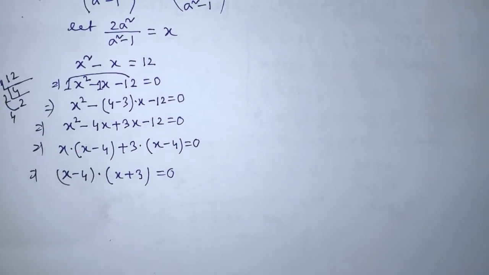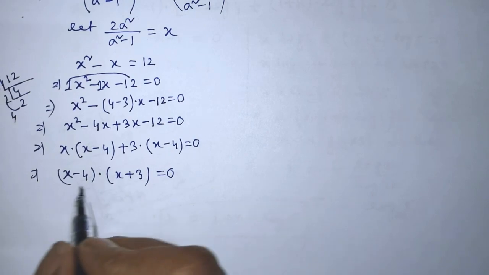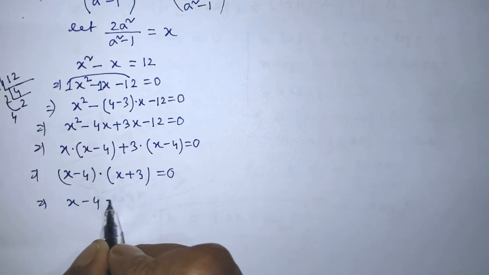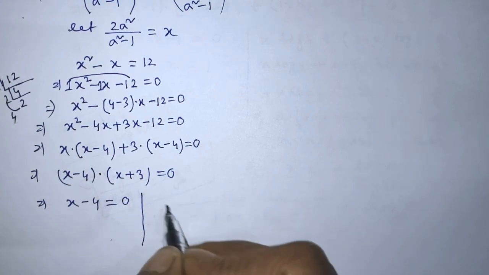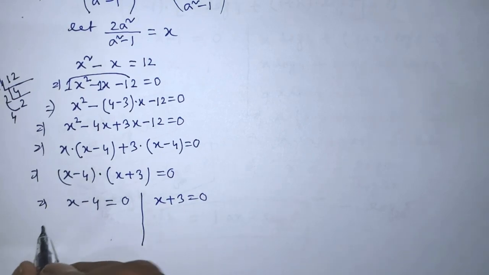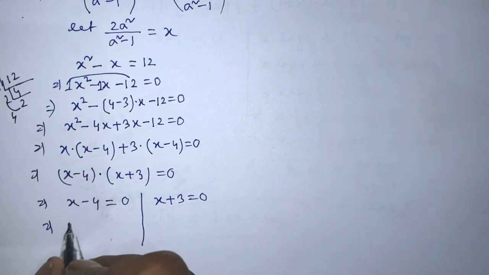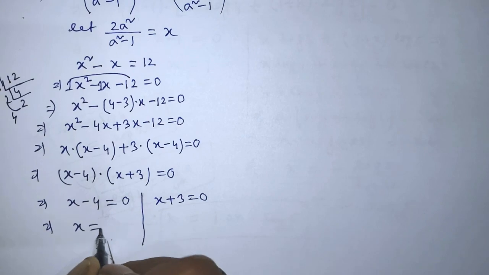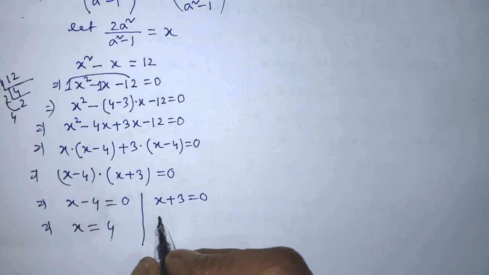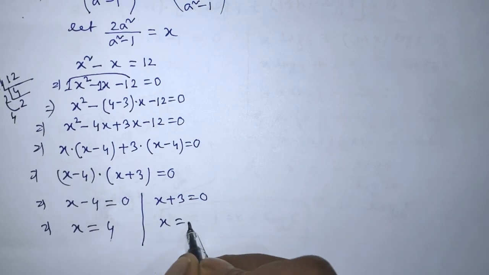So student, according to zero product rule, we can write from this equation x minus 4 is equal to 0 and x plus 3 is equal to 0. So we can write from this equation x is equal to 4. So student, the value of x will be 4, and in this equation the value of x will be minus 3.